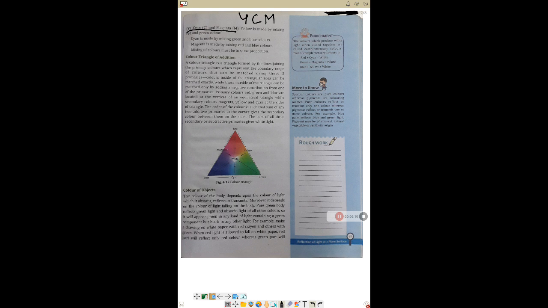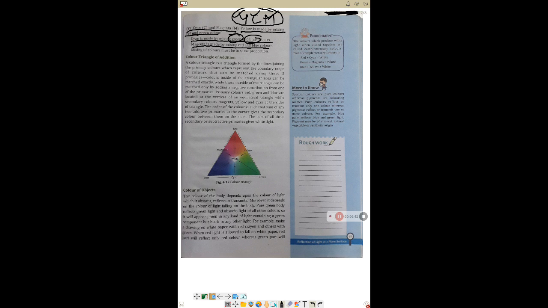Okay, so if you have a printer at home, with the tank, you can see there also written YCM. So they are what colors? Secondary colors. Now why do we call them secondary colors? Because you can mix them to get other colors. See, yellow is made by mixing red and green color. Cyan is made by mixing green and blue color. Magenta is made by mixing red and blue colors. So yellow, cyan, and magenta are actually made by using the primary colors.